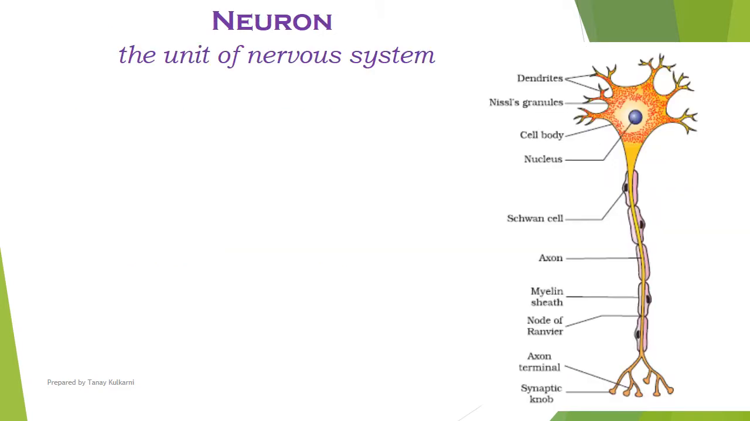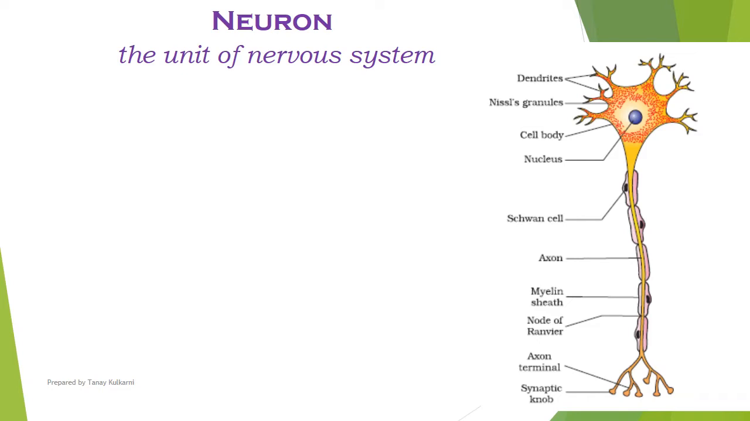Our nervous system consists of brain, spinal cord, sense receptors and a number of nerves. The brain and spinal cord are made up of neurons, which are called the unit of nervous system. Now you have to draw this diagram in your notebook, right? So you can pause this presentation, draw this diagram and come back to this discussion.